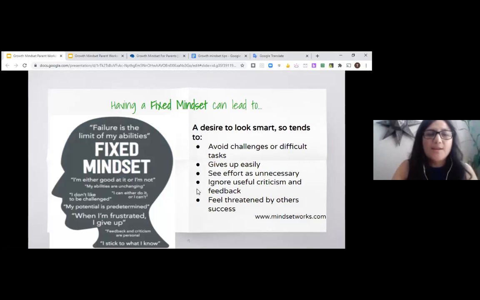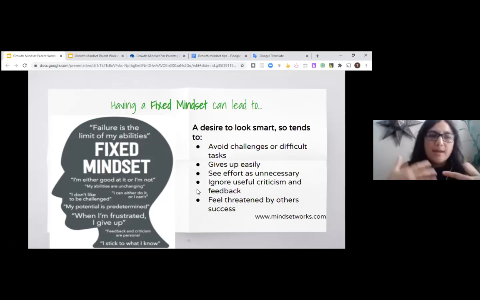Okay. And so now on the opposite side of the continuum is this idea of fixed mindset. Now with the fixed mindset, the individual has a desire to look smart. So remember the growth mindset is the desire to learn, but the fixed mindset is the desire to just look smart. So if we want to look smart, this individual might avoid challenges or things that are difficult because they don't want to look not smart in front of their parents or their teacher or their friends. This individual with a fixed mindset will give up easier. They might see effort as unnecessary, and these individuals will ignore criticism and feedback. They'll not want it because then that's showing their weakness, and they will feel threatened by other success.